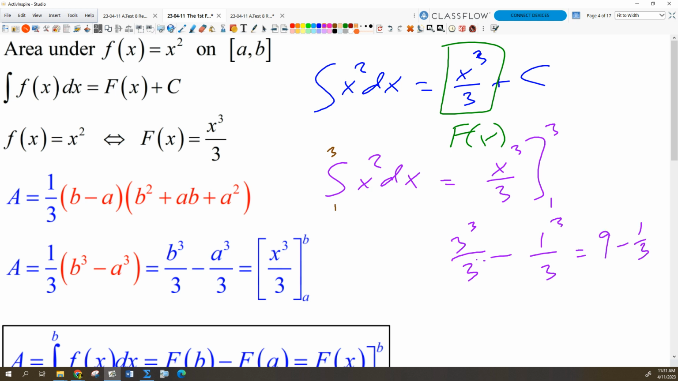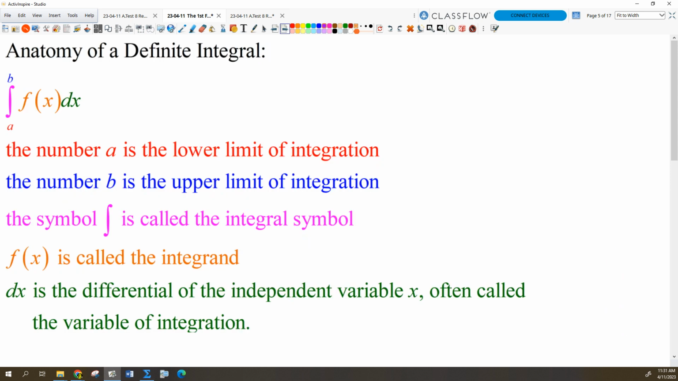Minus 1/3. So that's just 26 thirds is our exact area if we did that problem. Look how fast that is. Okay? Make sense? Now we'll do some examples. So this, right? We just derived the trick. Now we get to use the trick, the first fundamental theorem. Okay? So what about this?